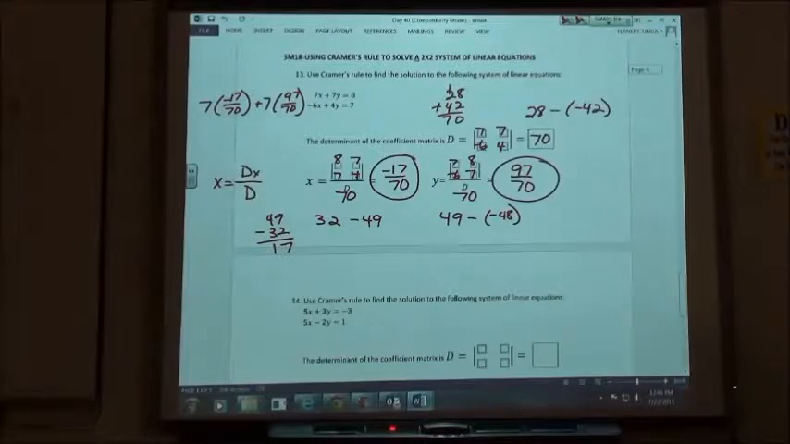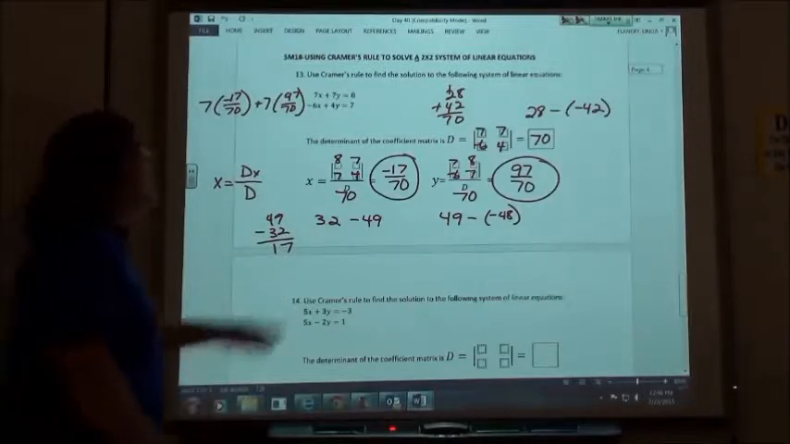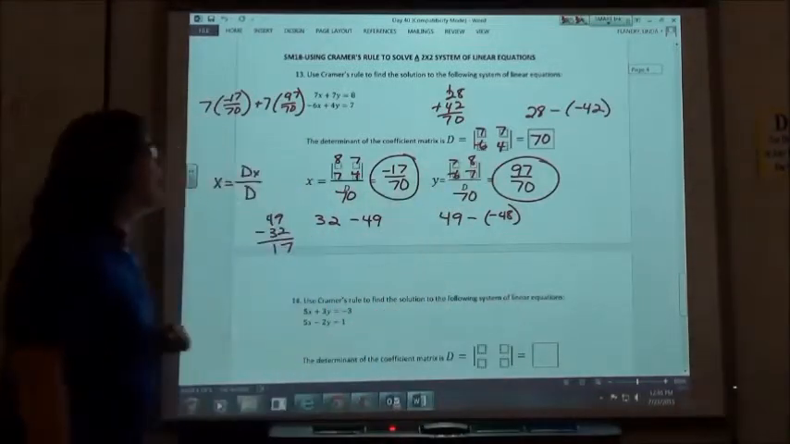Yes, we do. Okay, good. Then we know our answer's right. We could check it in the second equation if we really wanted to, but it should give you a pretty good idea if you got the right answer or not.